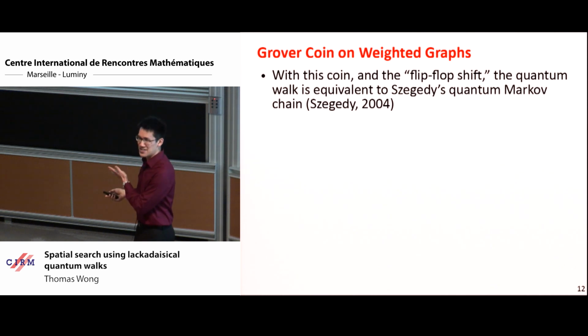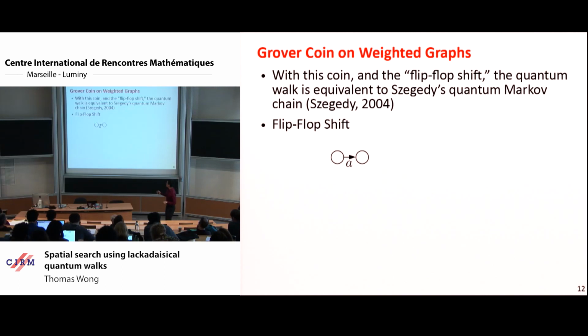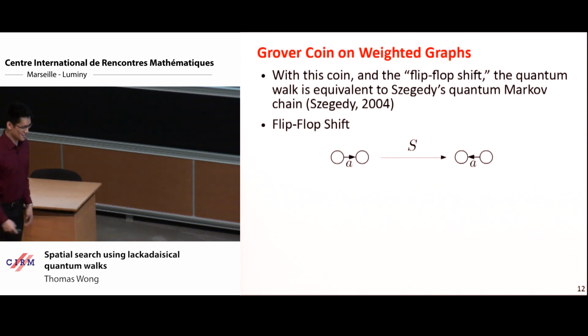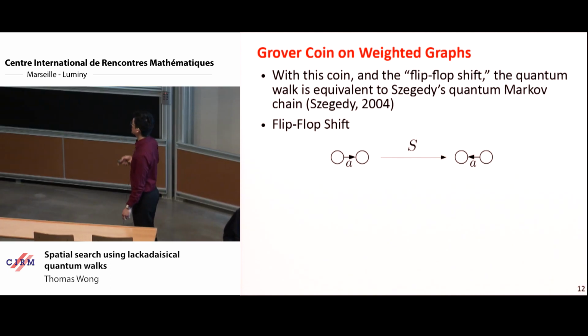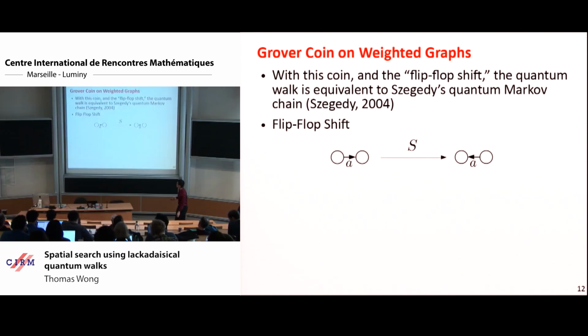The flip-flop shift I haven't talked about yet, so just to quickly go over that. As many of you know, if you're at this vertex and pointing right, what you do is you hop and then you turn around. So you end up here pointing backwards. And then you flip. So that's a flip-flop shift because you flip your direction. So that's it. So using that previous coin on a weighted graph and this shift, you get something that's exactly the same as Szegedy's quantum walk or quantum Markov chain.